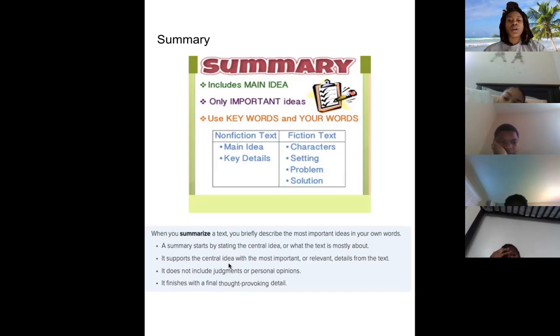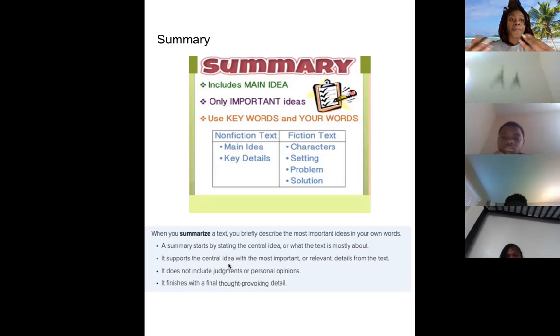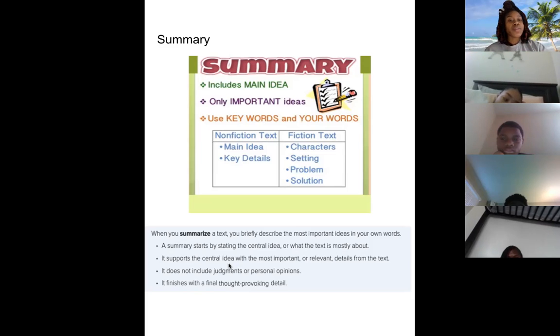So if my main idea is I have the most fun on the weekend, okay? I'm telling you a story and the main purpose of my story is I have the most fun on the weekend. The most important details are why my weekend is fun. I'm supporting why my weekend is fun. Your central idea, your main idea, is always supported by relevant details. I'm not going to tell you things that don't support that, right?